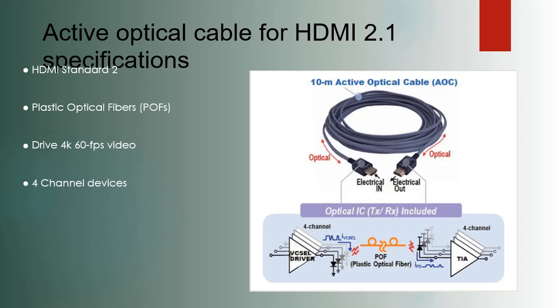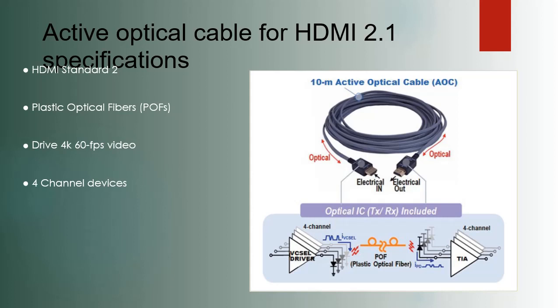So this is just a practical example of the HDMI 2.1 standard for HDMI cables. Active optical cables specified by the HDMI 2.1 standard have been developed for CMOS chipsets integrated on a PCB with connectors at both ends to transport data. Transport the data through plastic optical fibers.